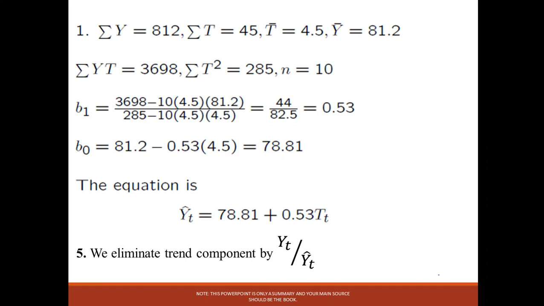This is another way to solve this equation, and the equation will be equal to the last equation. We can eliminate the trend component by dividing yt over the forecasted one.